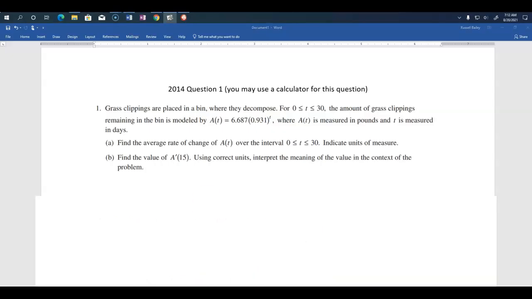So I'm going to go ahead and write that down. A prime of 15 is equal to negative 0.164. And we said that that's going to be pounds per day. How did I know that? Because this is a rate of change. And rates of change are always going to be your output units over your input units, pounds per day.